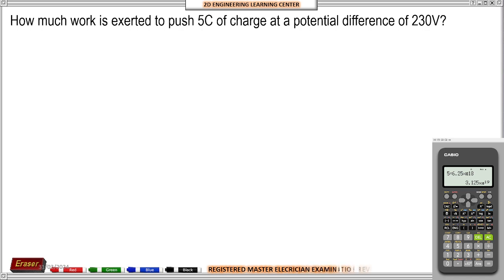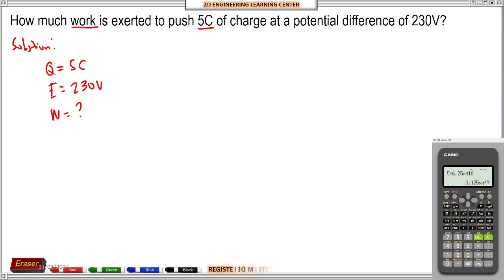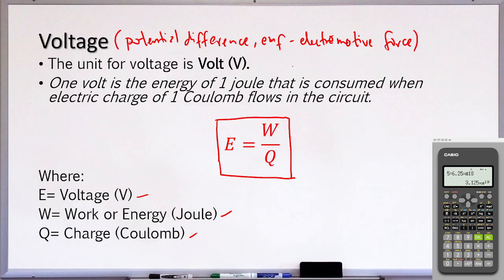Okay. So for the first timer solving a problem, the very first thing to do is to determine the given. Here we have 5 C, which is coulomb, so that will be your charge. The next is 230 volts, so that will be your voltage. What we are looking for is work. So you have the voltage and you also have the charge. So if we go back to our formula, E is equal to W over Q.